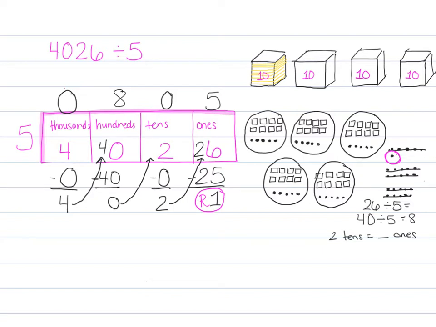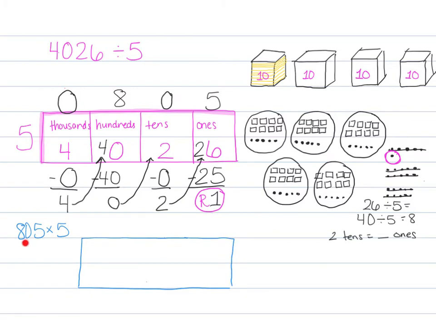So let's quickly check our work. Our answer, 805, can be multiplied 5 times. If we multiply it 5 times, we would see how much we started with. And our goal is that we start with 4,026. So I'm going to quickly draw an area model to check my work. And in my area model, I'm going to do 805 times 5.